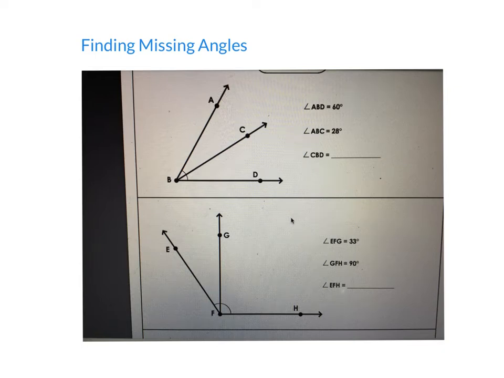All right, here we go. So here we've got some angles. We have A, B, D. Okay, now this is interesting. This is a little bit different than our first example.